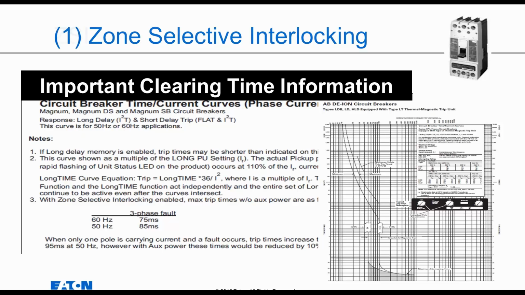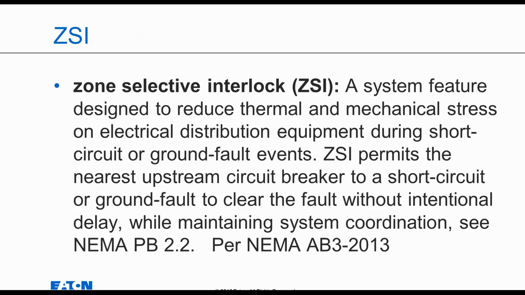So zone selective interlocking is a system or feature designed to reduce thermal and mechanical stress on electrical distribution equipment during short circuit or ground fault events. ZSI permits the nearest upstream circuit breaker to a short circuit or ground fault to clear the fault without intentional delay while maintaining system coordination. So what do we have?